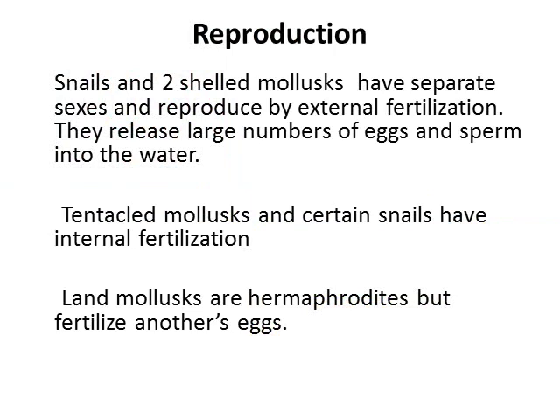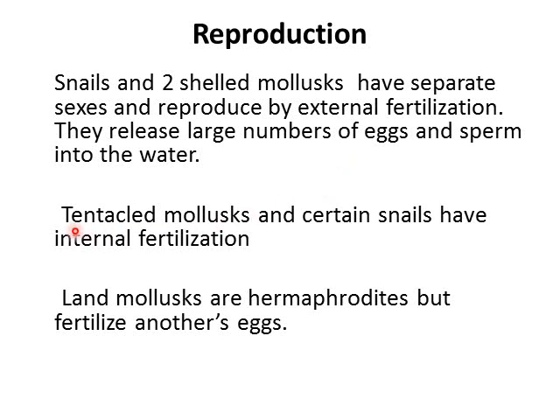As far as reproduction goes, the snails and the mollusks that have 2 shells have separate sexes, and they reproduce by external fertilization. So they, of course, live in water. Most of them live in the ocean, and they would simply release millions of eggs and sperm into the water and hope that they found each other and would fertilize each other.